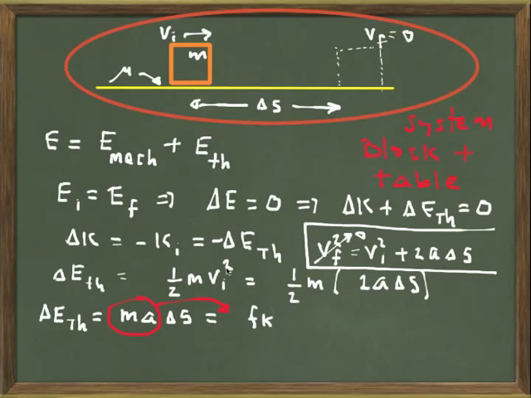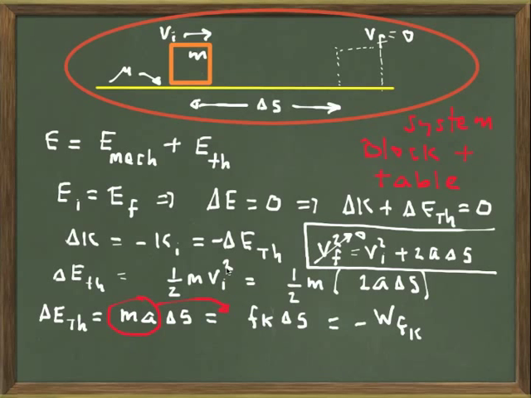So I'm going to replace ma with the force that is responsible for that acceleration, the force of friction. And I need to multiply by delta s. So the increase in thermal energy is due to friction times delta s, right? Notice that that's the negative of the work done by friction, because friction is doing negative work here.